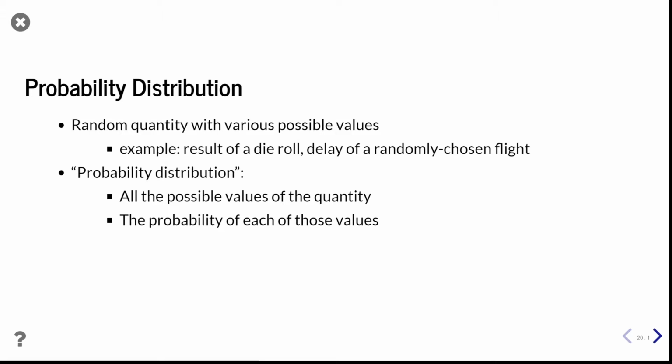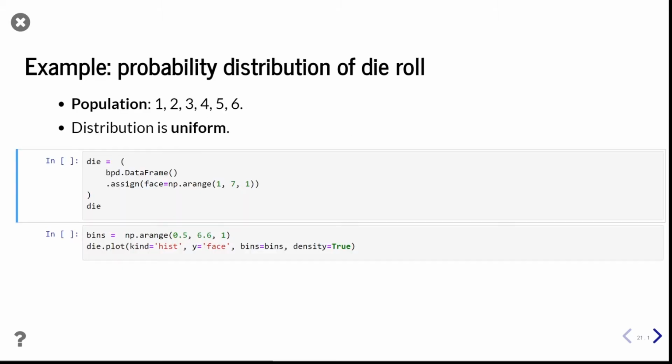Or, for example, with a randomly chosen flight, a probability distribution would have all of the possible values of the delay, so 1 minute, 2 minutes, 3 minutes, and so forth, and then the probability of seeing any of these. So here's an example of the probability distribution of a die roll. What we know about a die roll is that each of the results is equally likely. Because of this, we say that the distribution is uniform.